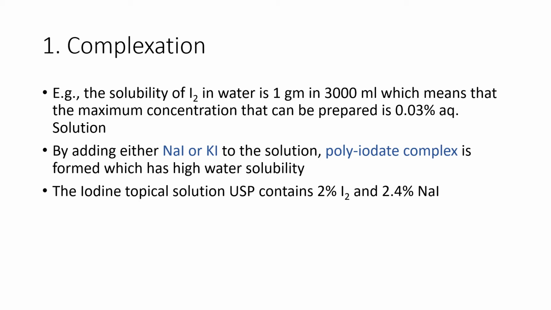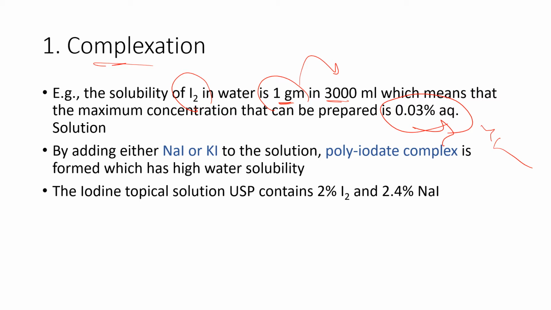The first technique, which we'll talk about in a little detail as a revision also, is complexation. We have an example from the market, which is iodine. Iodine solubility in water is 1 gram in 3000 milliliters. It means 1 gram can dissolve only in 3000 milliliters of water or more. So it gives a percentage solubility of 0.03% aqueous solution, not more than that. We cannot prepare 0.5 or 1% or anything more than 0.03%.